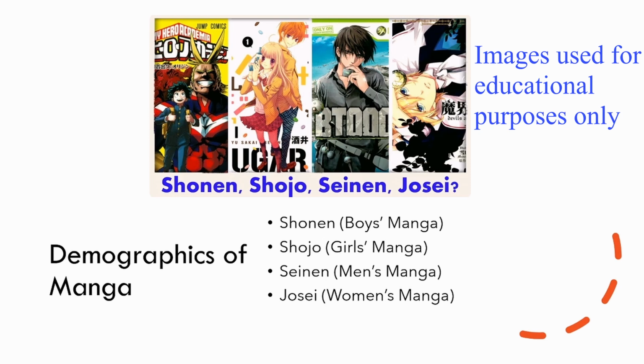Seinen means young men, but the term describes all manga aimed at older male readers. So business, crime, and political dramas, as well as historical and military adventures, are popular subjects among seinen manga. Lastly, josei, or women's manga. For college age to middle-aged women, josei manga deal mostly with work, family, and romance.